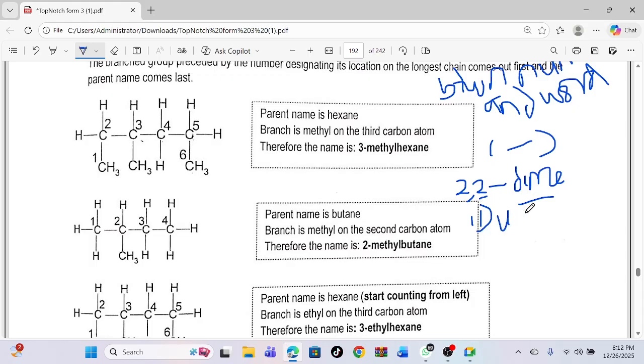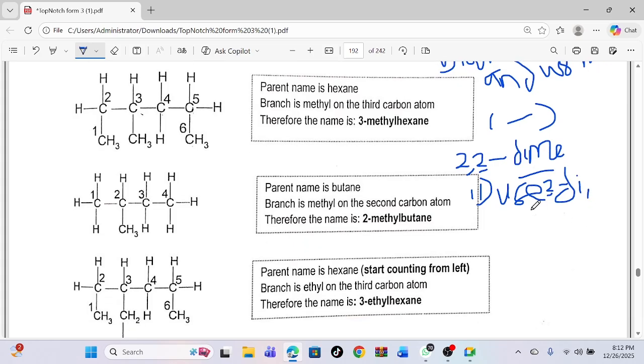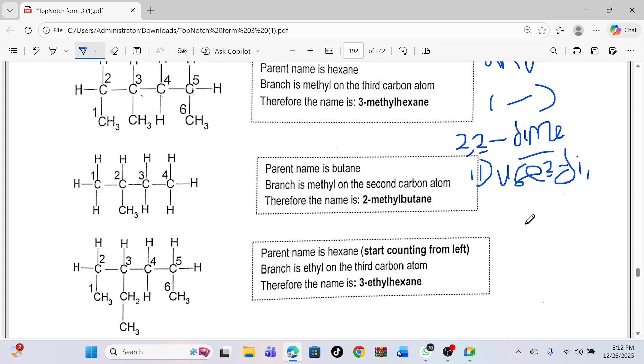NB number two says use di for two. For example, sometimes you may have two branches that are the same. For example, unaweza chlorine mbili, you can get two chlorines in the same compound, or you can get two methyl in the same compound, two bromine in the same compound. So if you have two, use di. Use di for two.